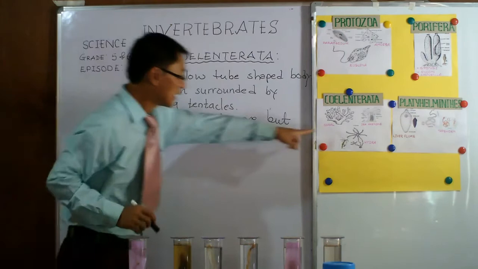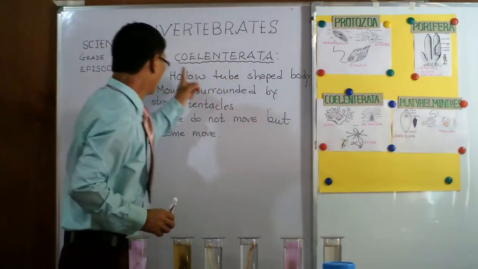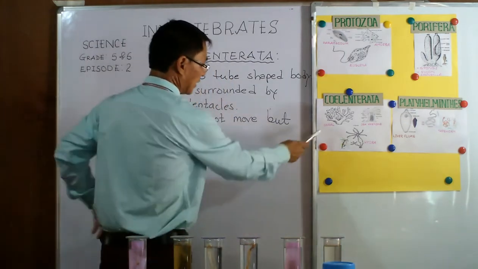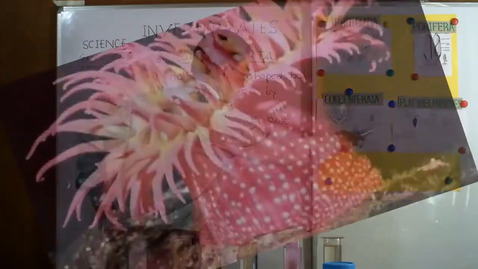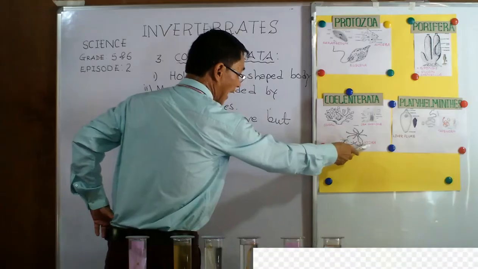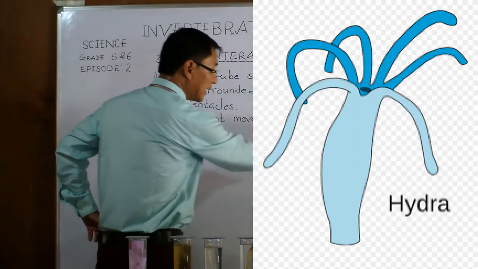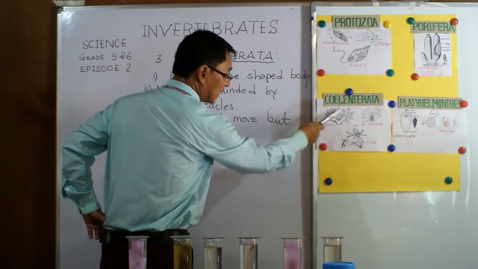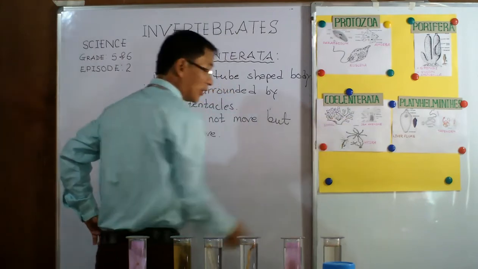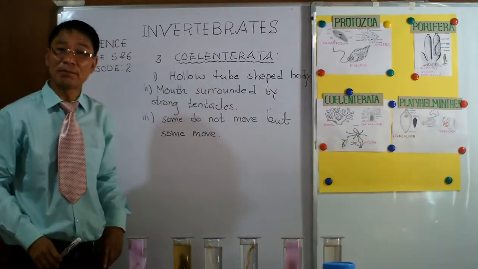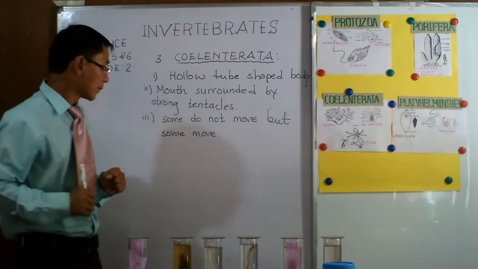So this is the example of Cylindrica. I've written a coral, sea anemone and hydra. Now these animals, you can see here clearly, they all have tentacles at the mouth, and these tentacles are very important to catch the prey.